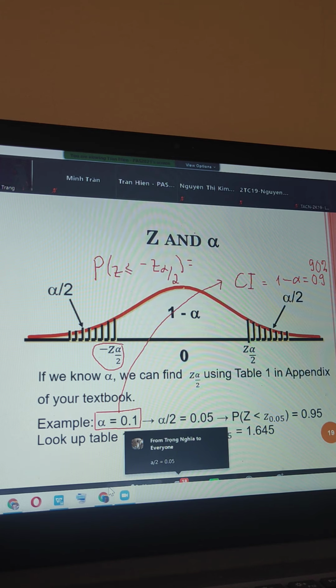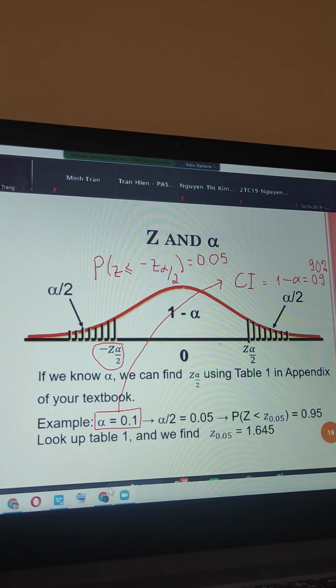Okay, thank you. This is 0.05. Thank you very much. Or you can find the positive value here, right? Which is the probability when z is smaller than z alpha over 2, equal to 0.95. Okay, this is the same. You can search the values from the positive or negative sign. And after that, look at table number 1.